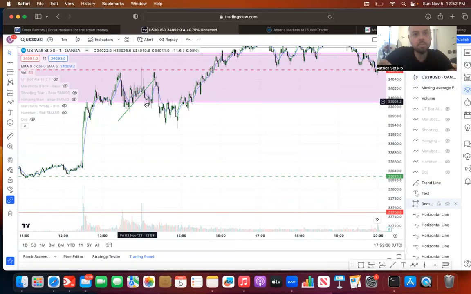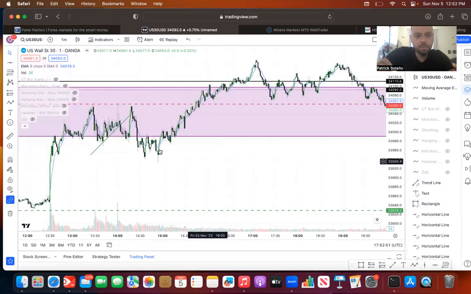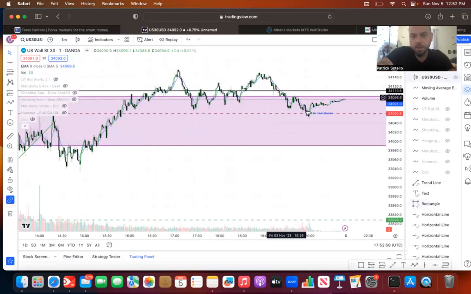She kept bouncing off of this area, and then I waited for her to test pre-market high once again. She did that once again. I took sales under my trend line and closed somewhere in this area. But as you can see, she eventually started going back up. This is a monthly zone. She played around there for a minute. She came back down to test pre-market highs.